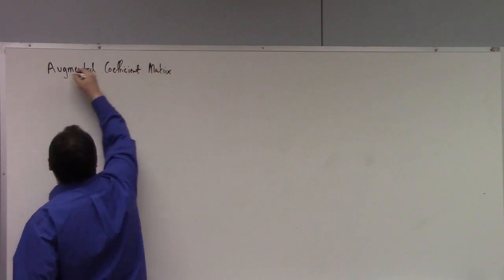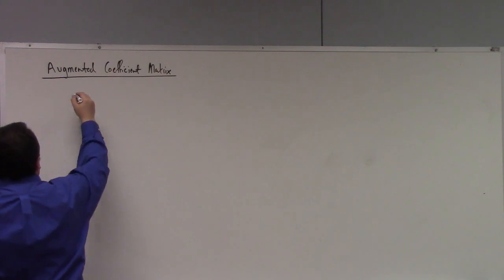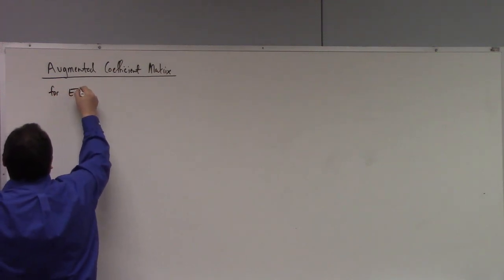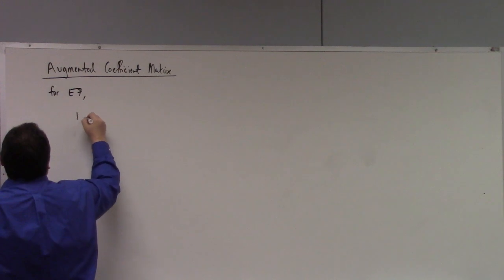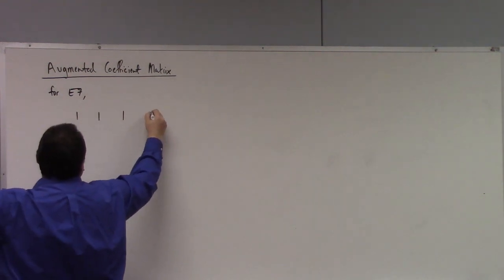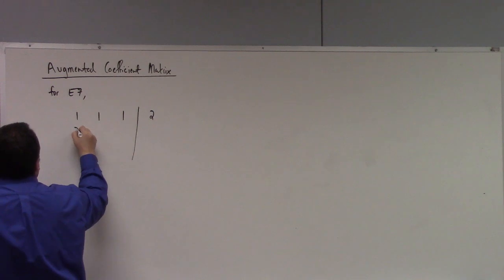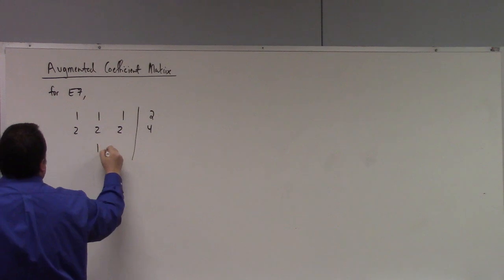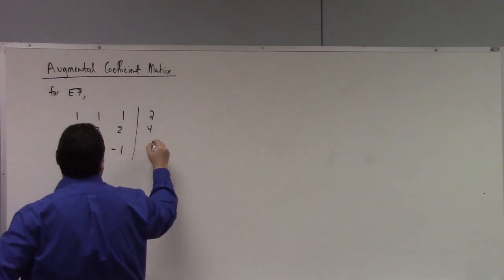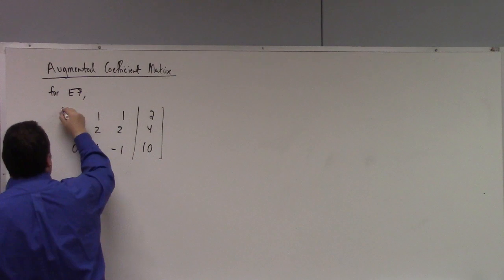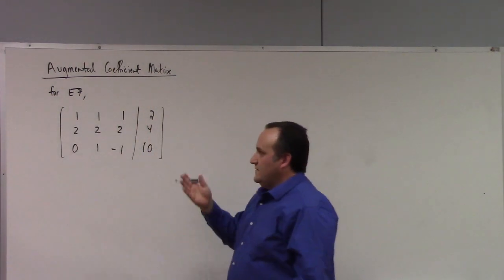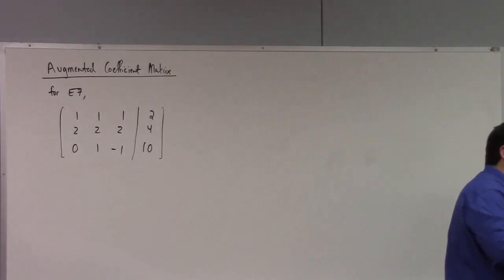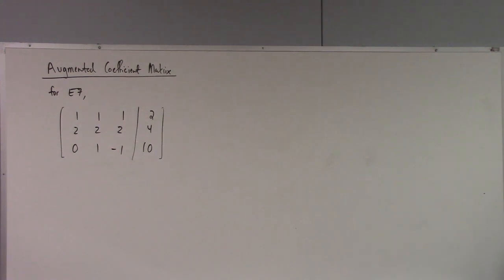The augmented coefficient matrix. For example, for example 7, the augmented coefficient matrix would look something like 1, 1, 1, 2, 2, 2, 2, 4, and 1, minus 1, 0, and 10. All right? So that's the augmented coefficient matrix for this system. You notice the advantage here is you don't have to write the variables. It's understood, right?